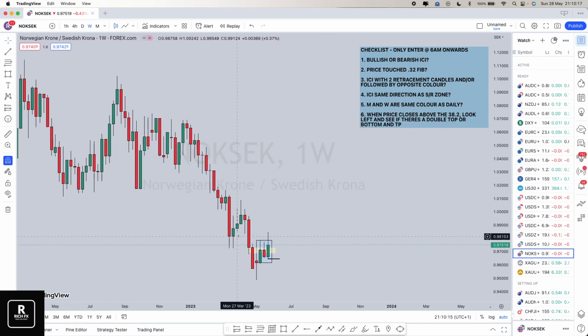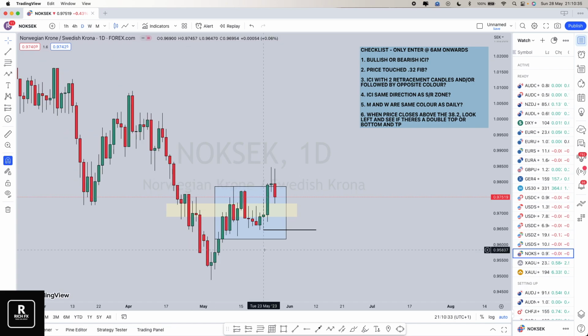You can clearly see it's tested this area over here already, but it could come all the way up to this section over here, which is where that area I just drew on a monthly. And yeah, from there it could just continuously shoot down. But from now, we're still looking for buys anyways.